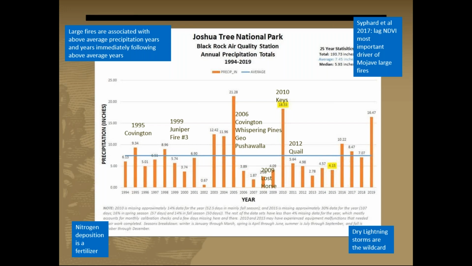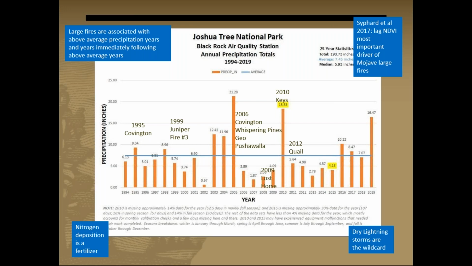You can see a similar pattern in 2010, another very wet year, the Keys fire. If you look all the way to the right end of that graph, 2019, we had 16 inches of rain in 2019. And this year's been kind of strange, 2020, with the dry spell in January and February, but then this kind of wet boost at the end of the season. So these grasses are growing pretty well. There's also a lot of dead fuel from 2019. And so this could be a big potential fire year for the park.